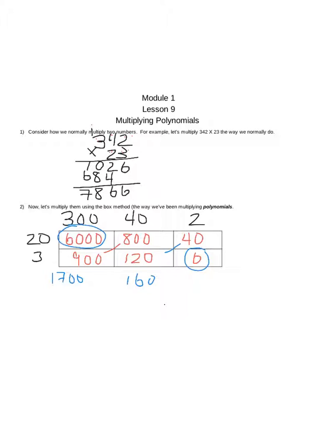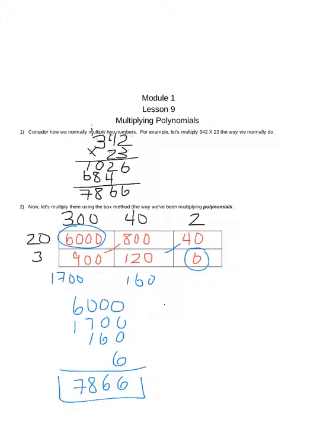I get 6,000 plus 1,700, oops, I forgot the last 0, plus 160 plus 6. And I add all those together, I get 6 here, I get 6 here, I get 8 here, and I get 7 here. So I get the same answer down here as I got up here. So I can use them for numbers just like I use them for letters.